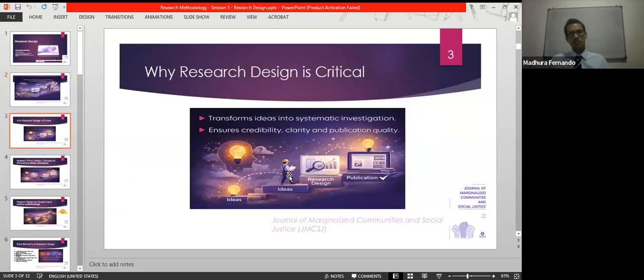Yes, why research design is critical. As a researcher, you may have ideas. Ideas are based on your own understanding, or sometimes your opinions, or sometimes you hear different things from media like YouTube, websites, newspapers, and many sources. You get some news or knowledge. These ideas are just opinions.